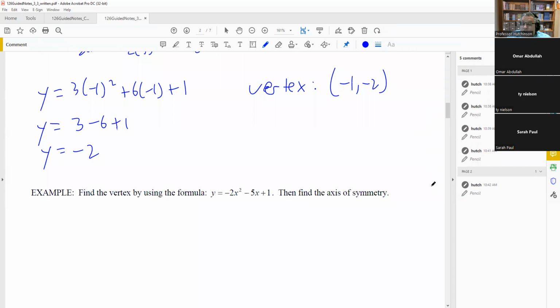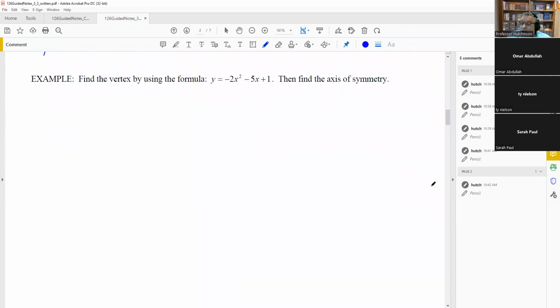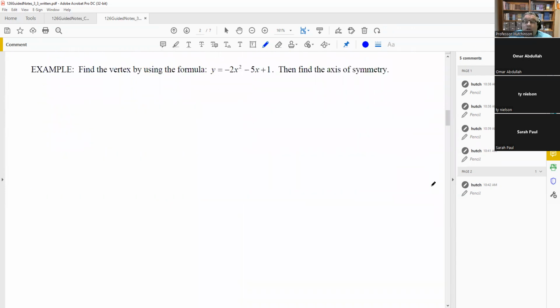All right, next one, it says find the vertex, and then it asks you to find the axis of symmetry. Okay, so here is the a, and this is the b. Our formula, again, is x equals negative b over 2a. All right, so negative b, that's negative times negative 5 over a, 2 times negative 2. Okay, so be careful with the double negative here.